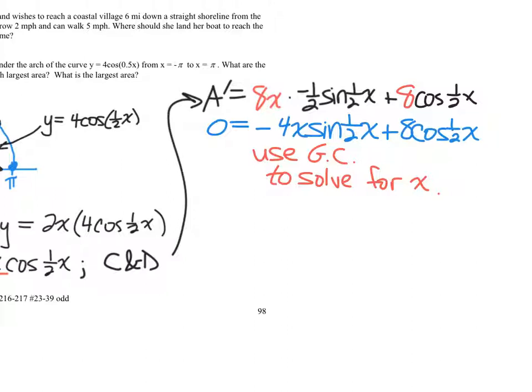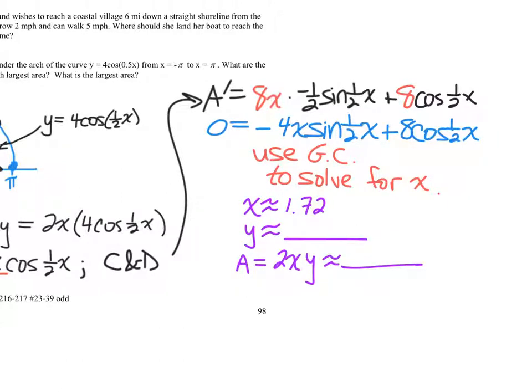Domain-wise, we know what the domain is. We created the graph, so negative pi to pi, 0 to 4, create the graph. We're just looking for a couple of zeros. We got them. We're looking for dimensions, so I only want the positive one. Second trace 5, and then just get over to where you think that intersection is and hit enter. So we're getting about 1.72 on the x value. Then you'd figure out y, and then area would be 2x times y, which you could figure out based on the solutions to x and y.